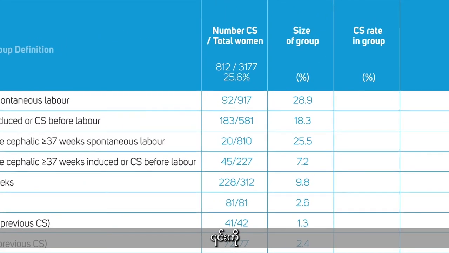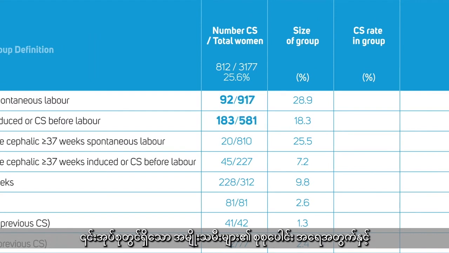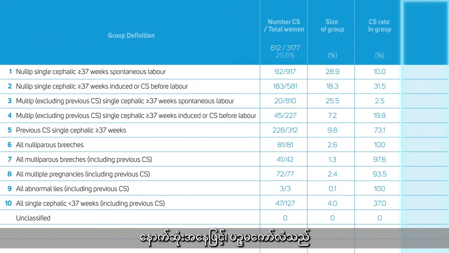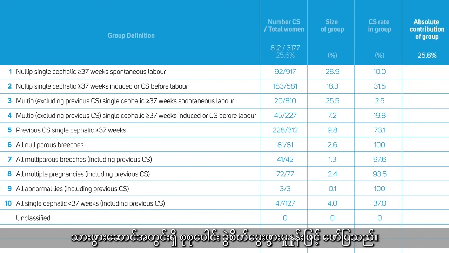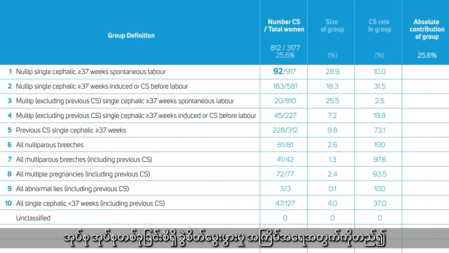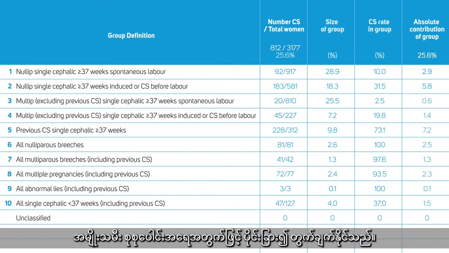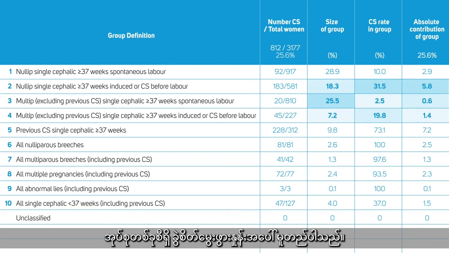It is calculated by dividing the number of caesarean sections in each group by the total number of women in each group. Lastly, the fifth column represents the absolute contribution of each group to the total caesarean section rate in your unit. It is calculated for each group by dividing the number of caesarean sections in each group by the total number of women admitted in your unit.